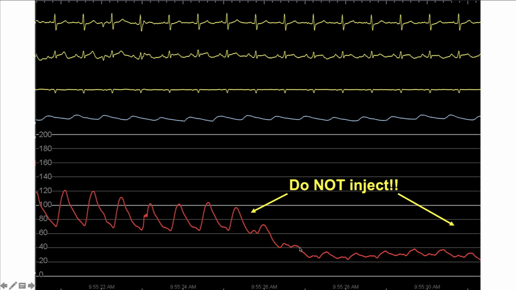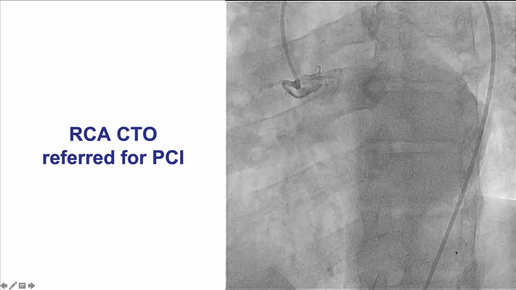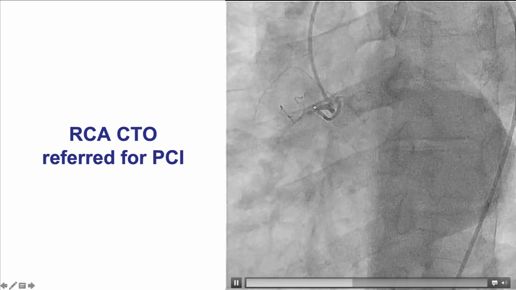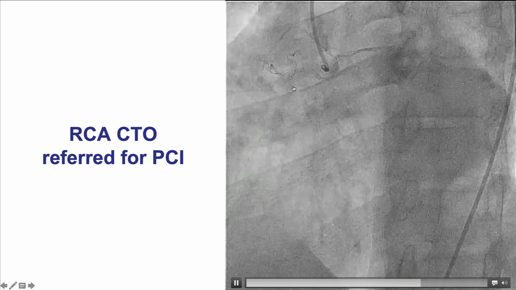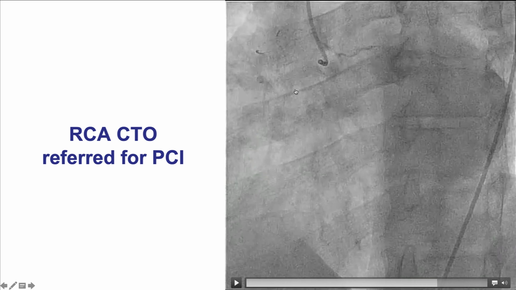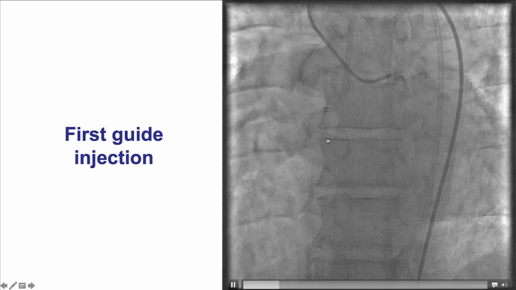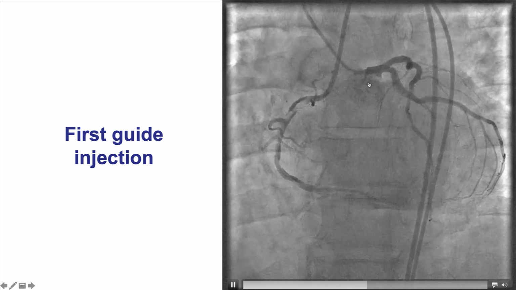This is an example of pressure dampening. When pressure dampening occurs, there should not be injection of contrast, because this is likely to lead to dissection or other complications. This is an example of a patient with a right coronary artery CTO. And this was the first injection. The patient was referred for CTO PCI.